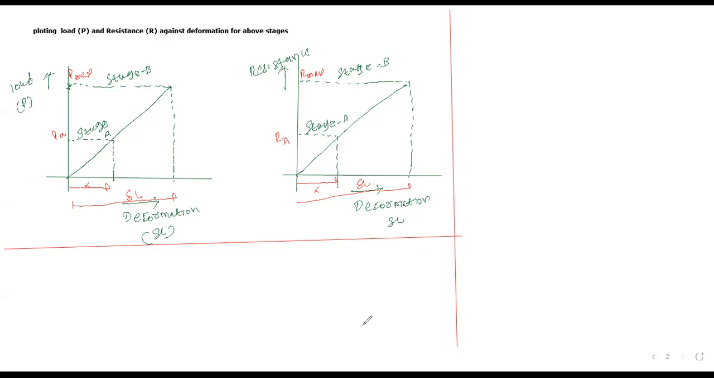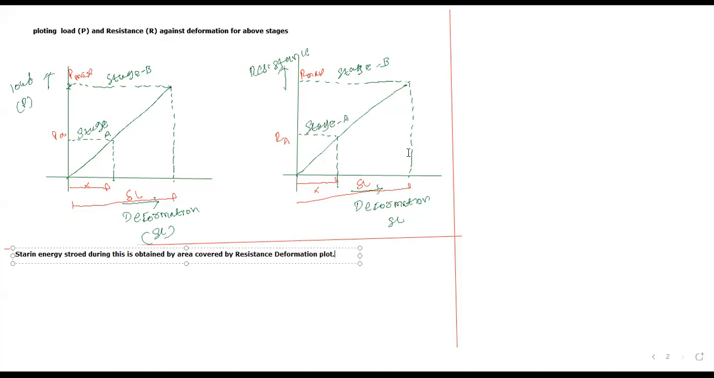Let me derive the equation. Now, let's write some theoretical points. Strain energy stored during this is obtained by the area covered by the resistance versus deformation plot. Okay, don't worry. Strain energy stored during this is obtained by the area covered by the resistance versus deformation plot.